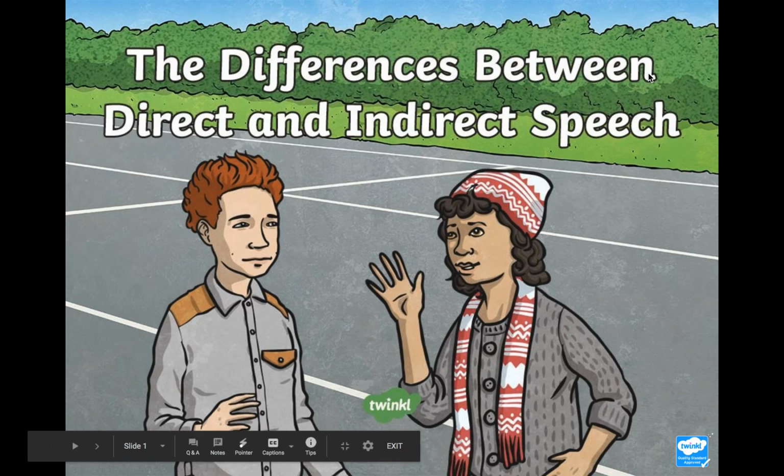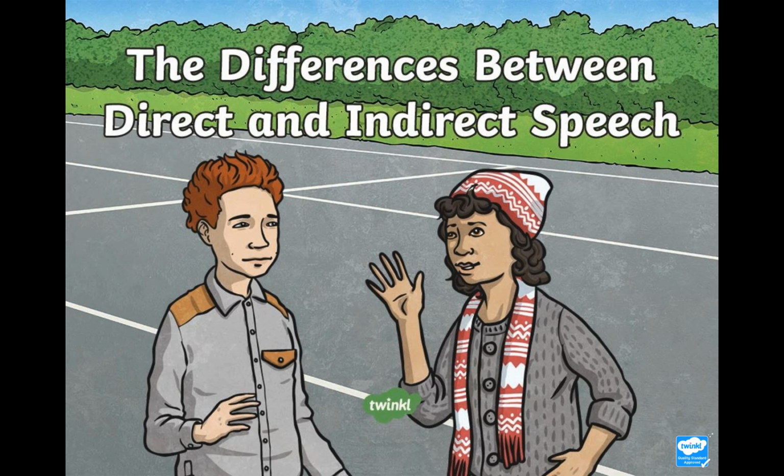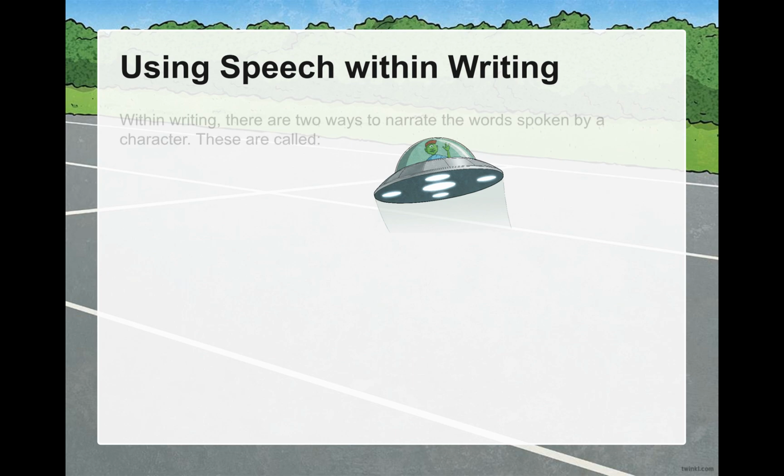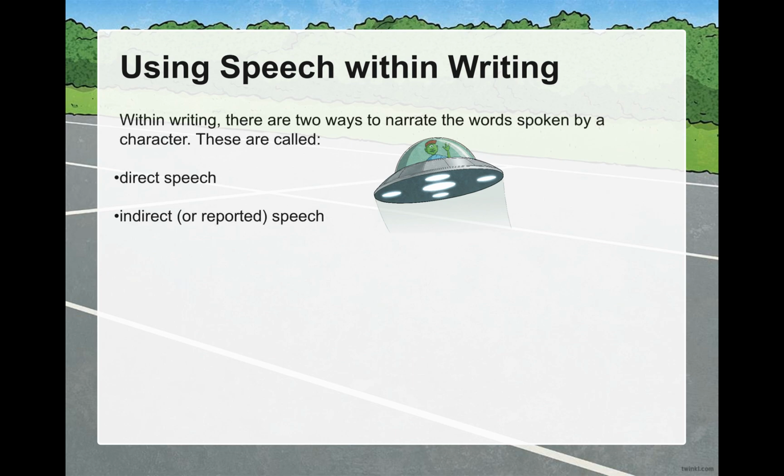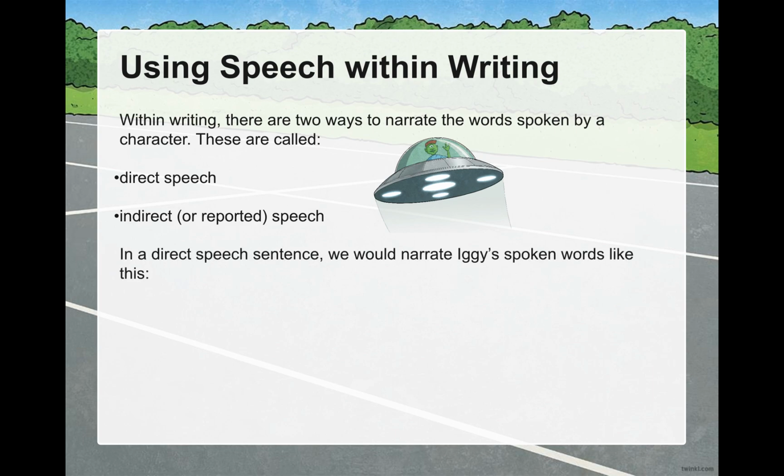And today we're going to look at the differences between direct and indirect speech again. So within writing, there are two ways to narrate the words spoken by a character. These are called direct speech or indirect speech. Indirect speech can also be called reported speech. So let's take a look at an example.